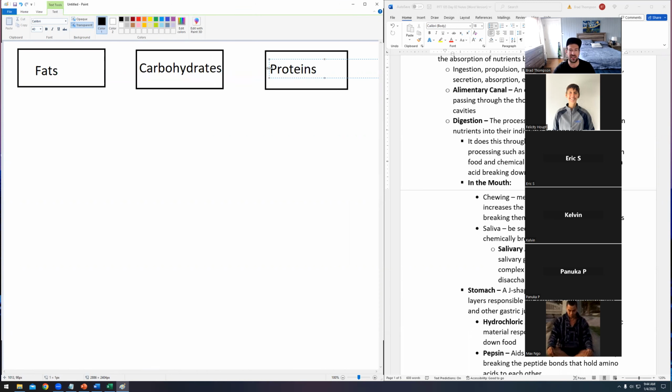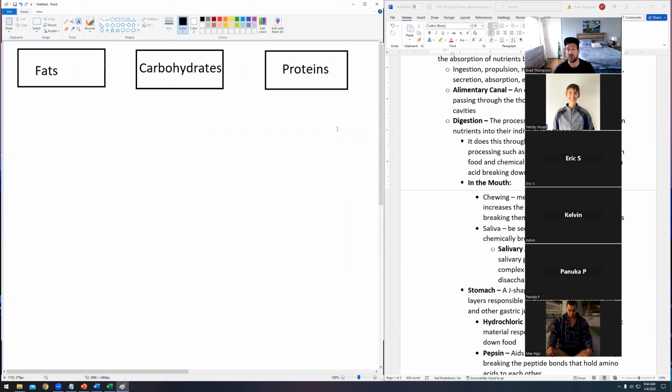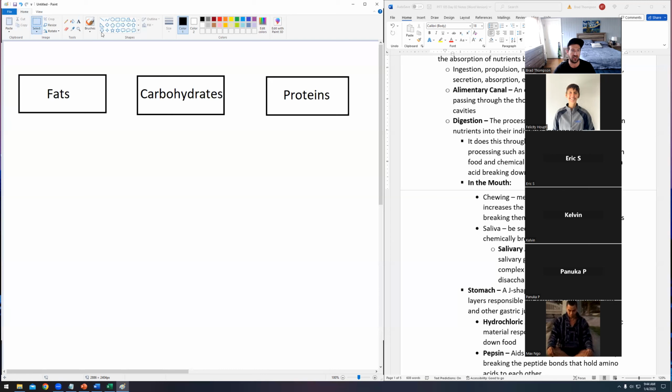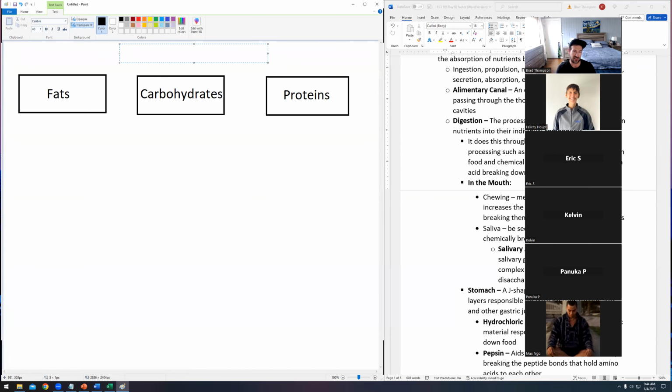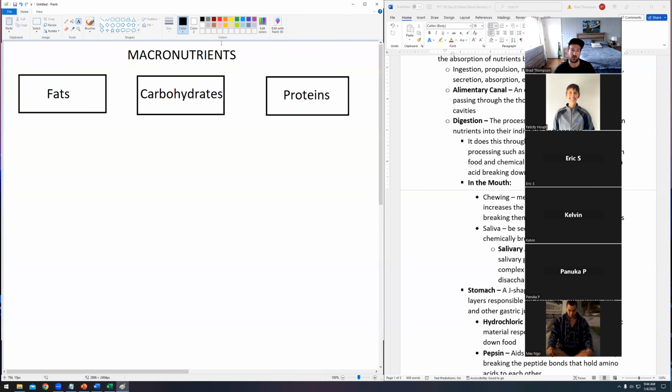These things need to be broken down into their individual components. These are our macronutrients. What I mean by macronutrients is that you need a lot of them every single day. We're going to come back to that concept a little bit later, but we'll put this up here. We'll say these are our macronutrients. That's the main 3.